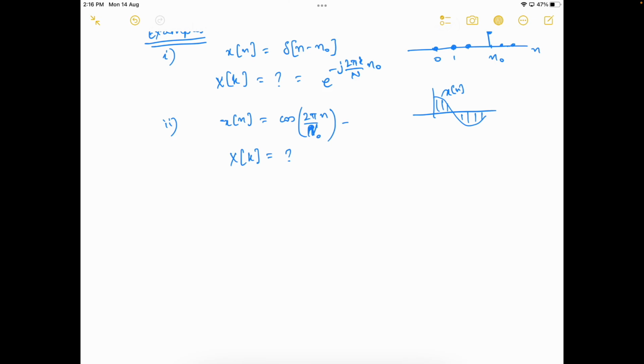So I can write cos as e to the power j theta plus e to the minus j theta upon 2, that is, e to the power j 2 pi n upon n naught plus e to the power minus j 2 pi n upon n naught, divided by 2. Let's take the first term and find out the xk for the first term.